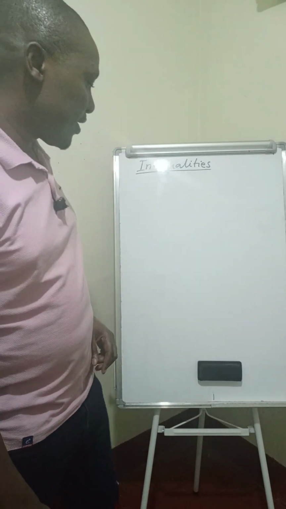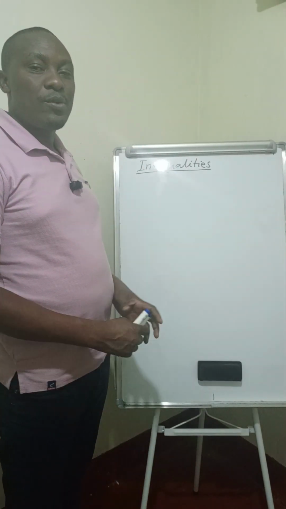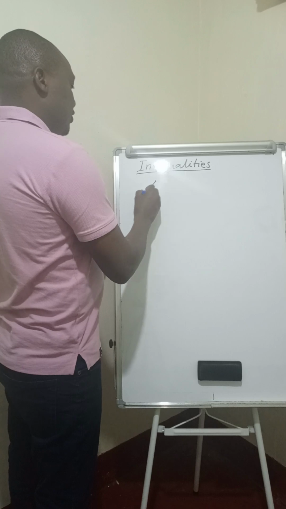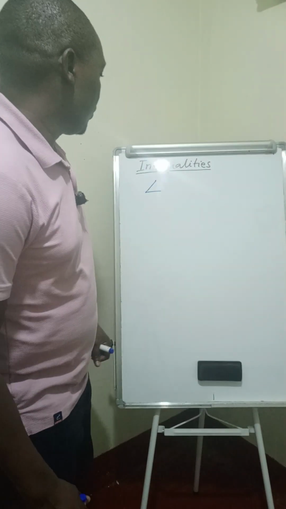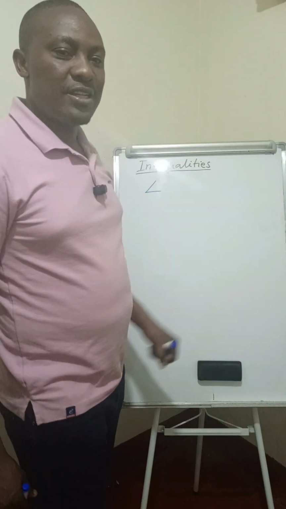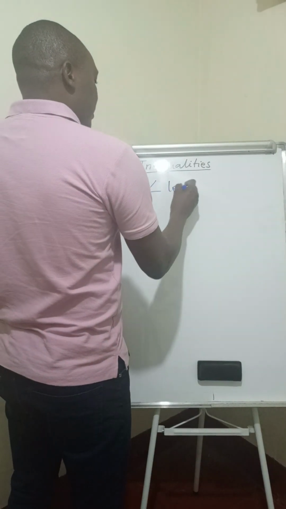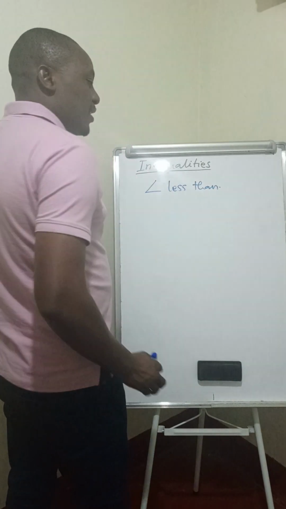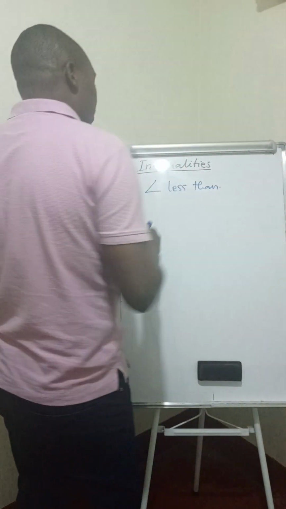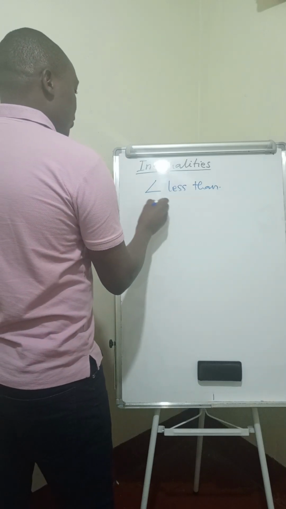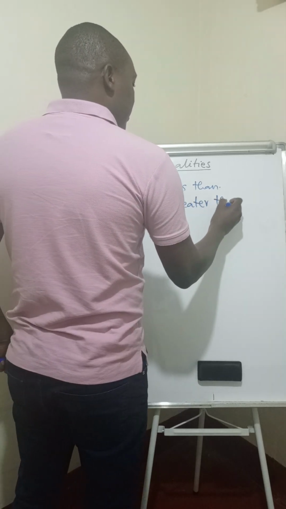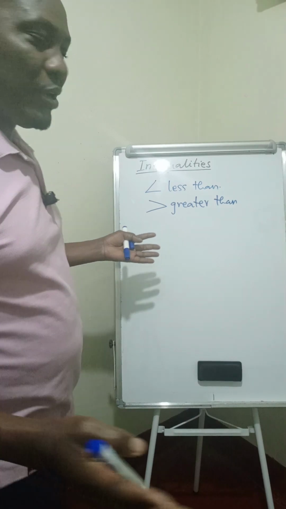Remember, in our last class we discussed inequalities and two signs. I told you to remember them: just do your left hand like this, which means less than. And another one, just do like this to mean greater than, because your right hand is always great and strong. In the previous class, remember we learned about this.